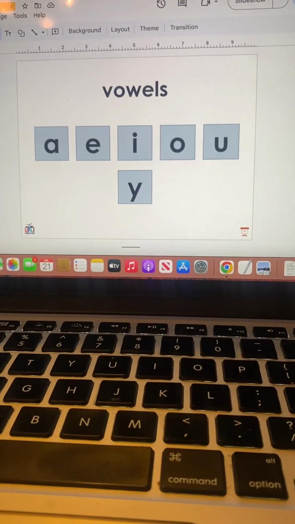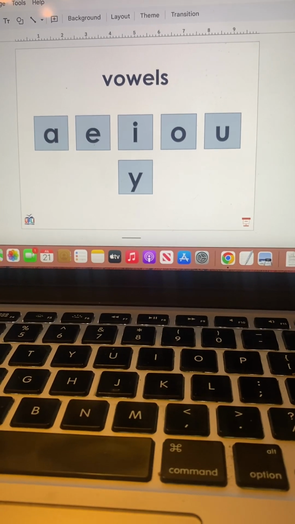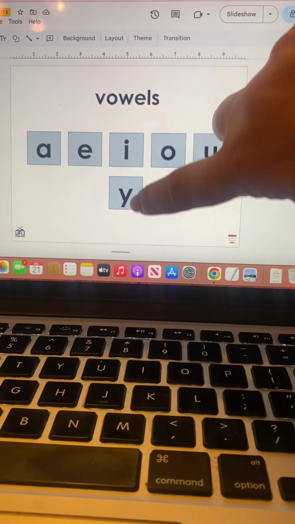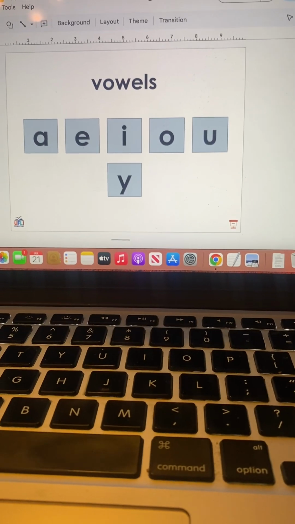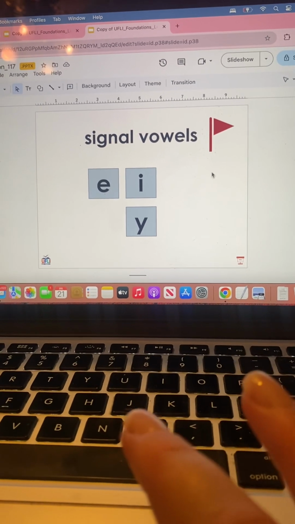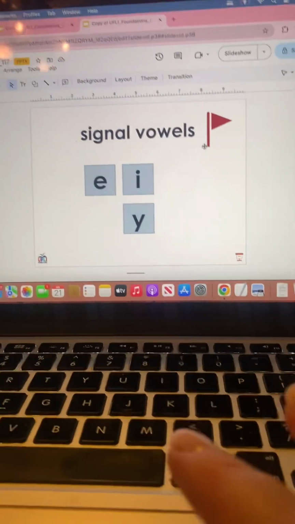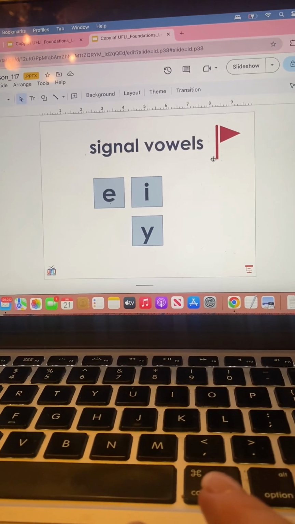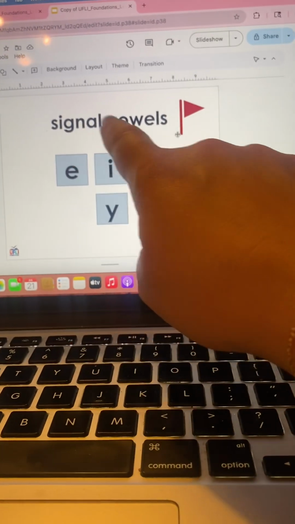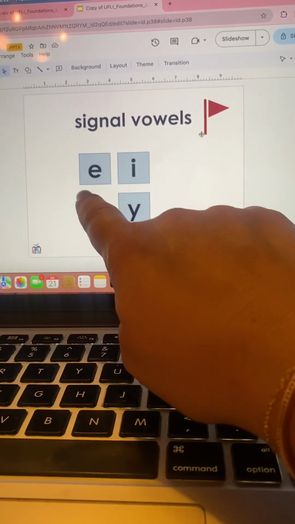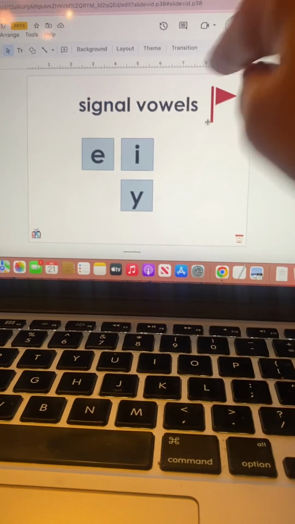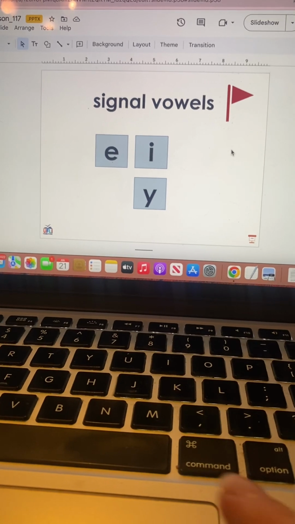Go. Sometimes Y. And of these vowels, E, I, and Y are called signal vowels. Look here. A signal vowel, this is like a signal, shows us or tells us that something will be different in a word. So what are signal vowels? E, I, Y. Good job. Those are our signal vowels.